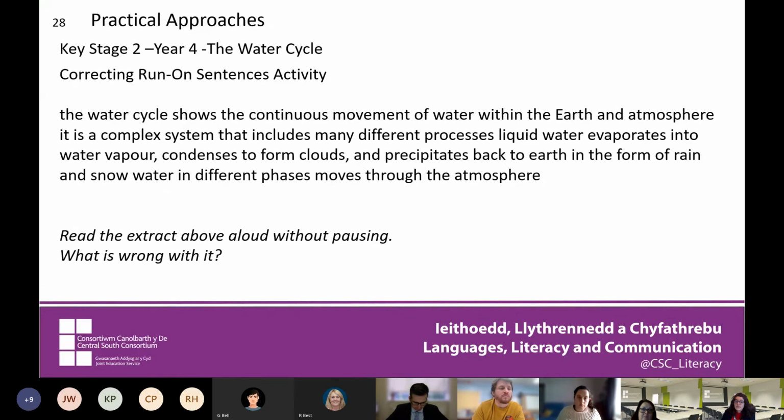Sticking with the water cycle, we can also develop their muscle for longer compositions and consider removing the dreaded recurring issue of the run-on sentence. So you can display run-on sentences with the content embedded. Ask a learner to read it aloud without pausing, or you can read it aloud together as a class. Ask learners what's wrong with it.